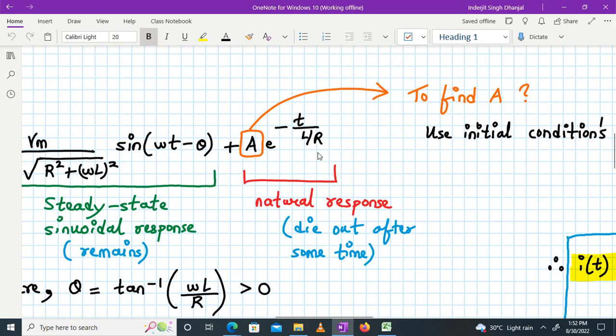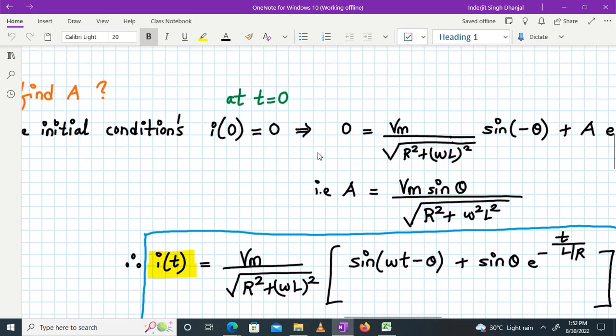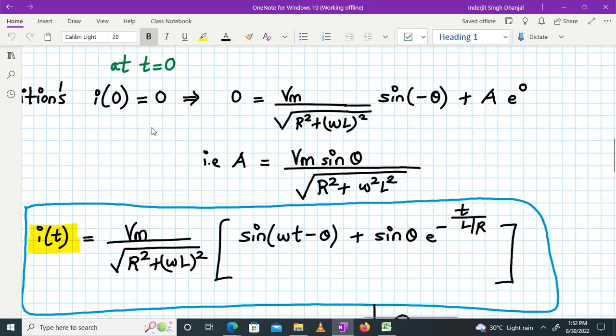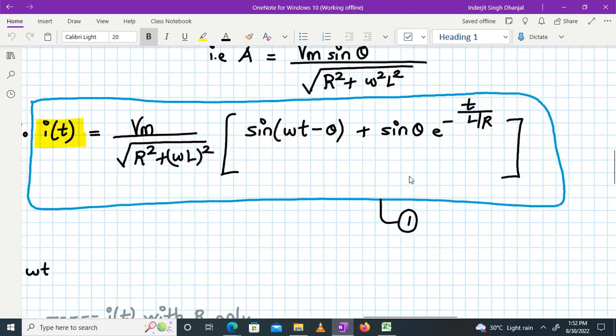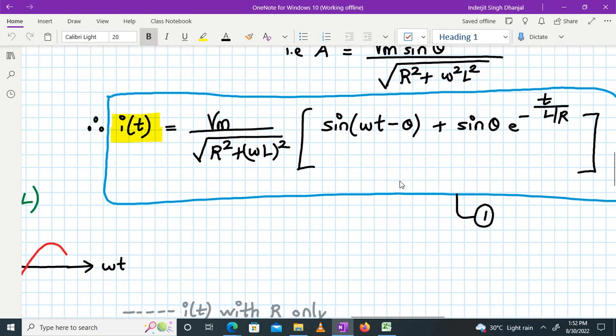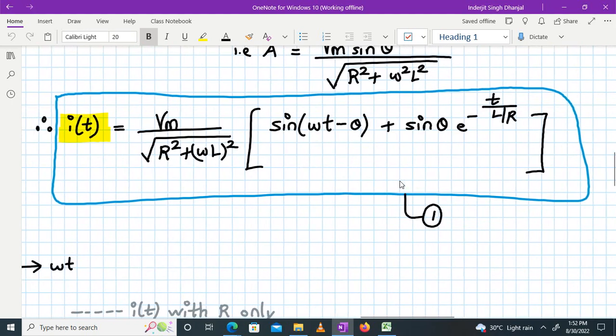So if you wish to find the initial condition, we have to substitute t equal to 0 in this equation. Whenever you substitute t equal to 0, you'll get the value of A. So A will come out to be Vm sin theta divided by square root of this factor. So finally, this is my exact expression of I of t. So this equation number 1 will represent I of t, the current.